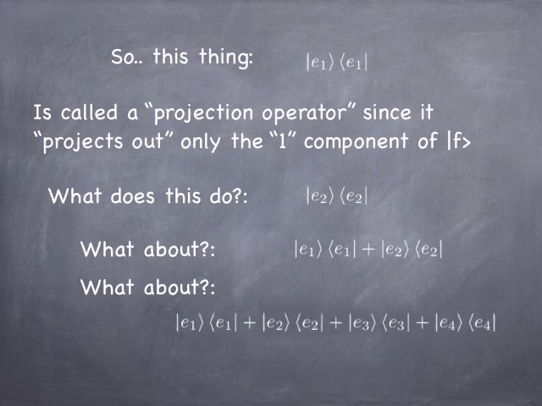Hey, what about this guy? That's right. It projects out each of the 4 components and adds them back together. So if you apply this guy to any arbitrary ket, what do you get back? The same ket you had before. So this is also called the identity.